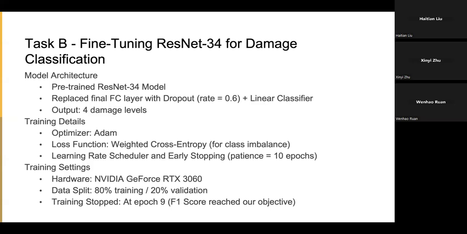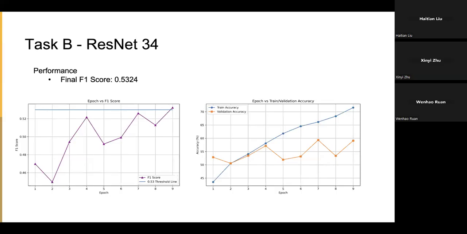Regarding the training setup, the model was trained on a GPU using an 80-20 split between training and validation datasets. The training process was automatically stopped at epoch 9 once the F1 score reached our predefined objective. This setup allowed us to achieve stable convergence while efficiently adapting the ResNet model to our specific classification task. And the final F1 score we achieved on the validation set was 0.5324.